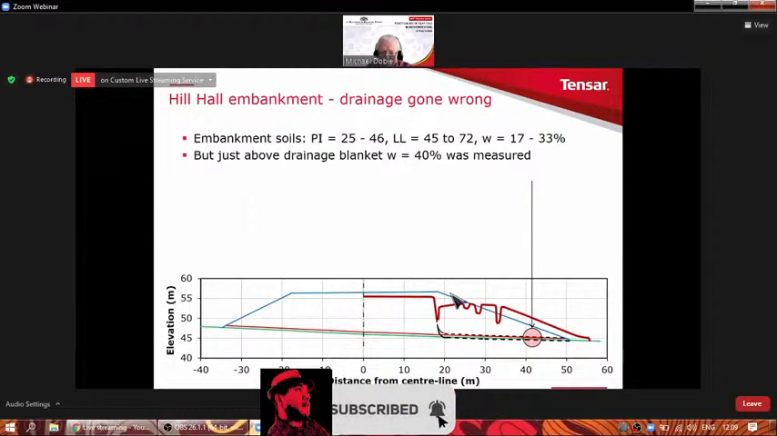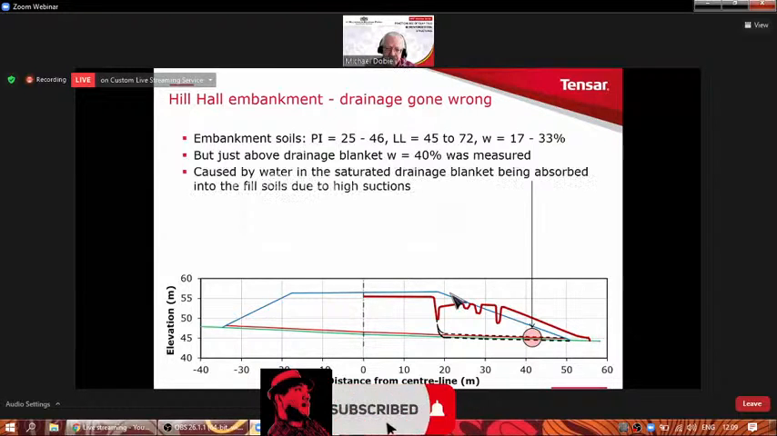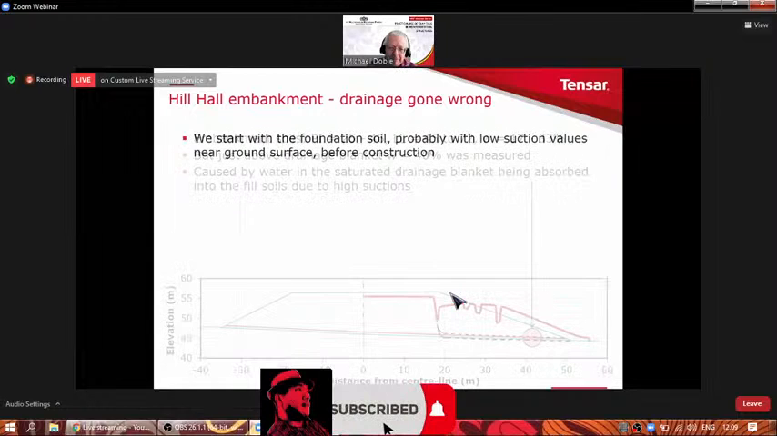So let's go back to the cross section. There it is. You can see the sort of information they got from measuring the profile of water content. Normally, water content was something between 17 and 33%. Just above the drainage blanket, it had softened a lot, and it was 40% or more at those elevations. So what was going on was that the high suction in the base of the fill was absorbing water into the base of the clay, contributing to the problem which took place.